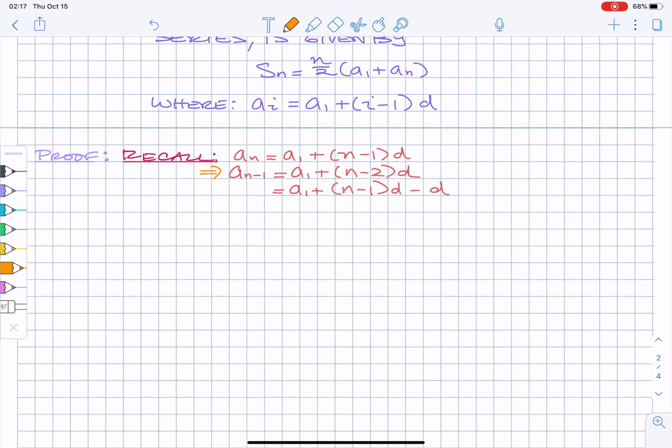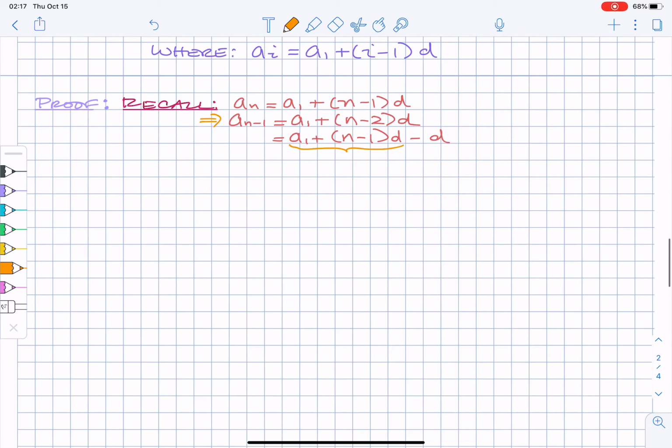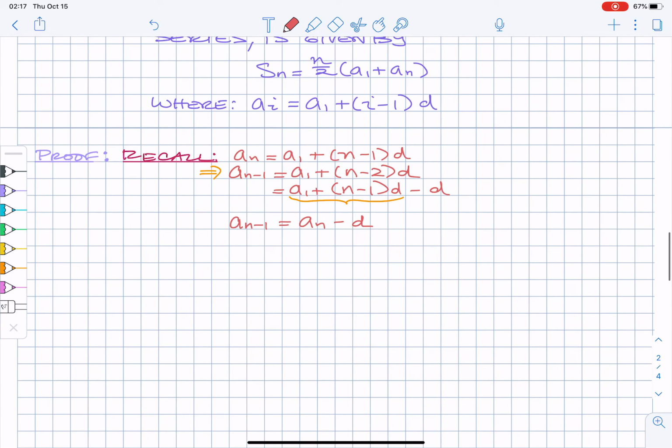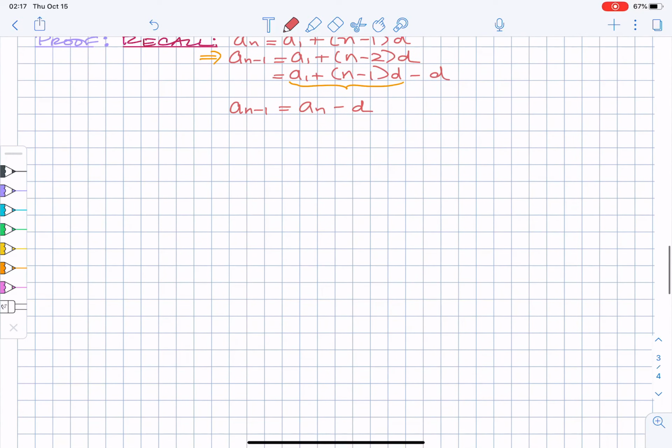But of course, these first two terms here are a sub n. So we get that a sub n minus 1 is just a sub n minus d. Okay? And that makes sense, because if you're adding d to get to each next term, then for the previous term, you subtract d.